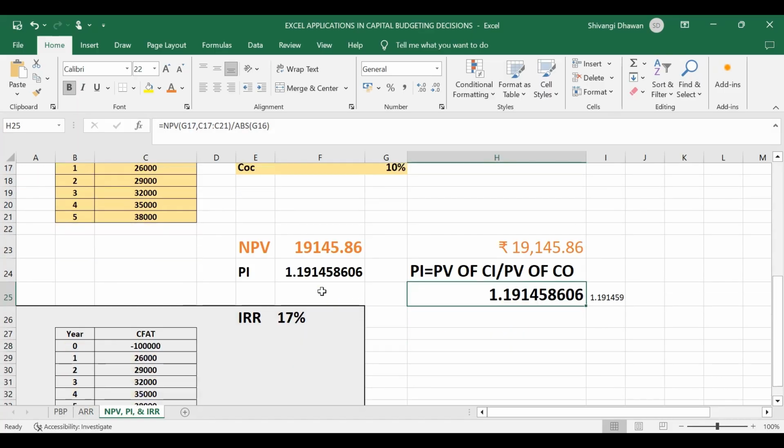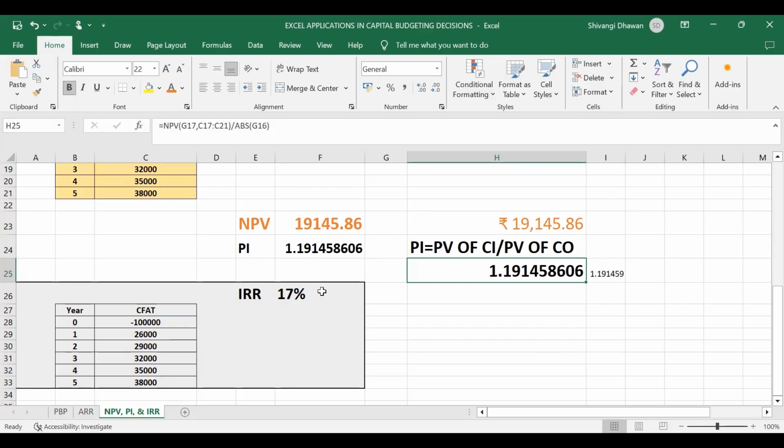The next technique that is very important in case of capital budgeting decisions is the internal rate of return, that is IRR. Internal rate of return is the annual rate of growth that an investment is expected to generate. IRR is calculated using the same concept as NPV, except it sets NPV equal to 0. It is that rate where our present value of cash inflows is equal to our present value of cash outflows, or we can say our NPV is 0 or our PI is 1.